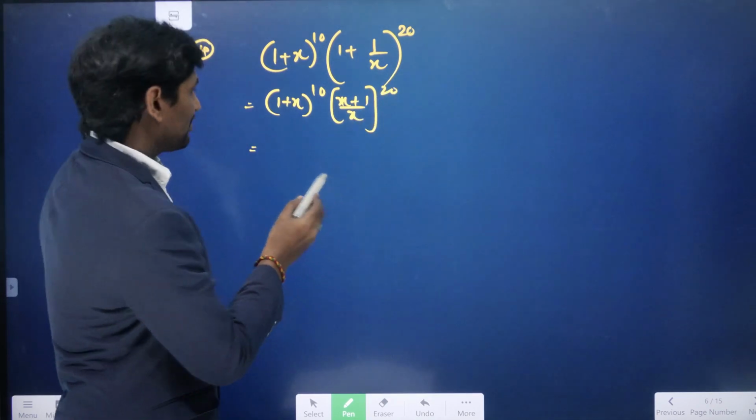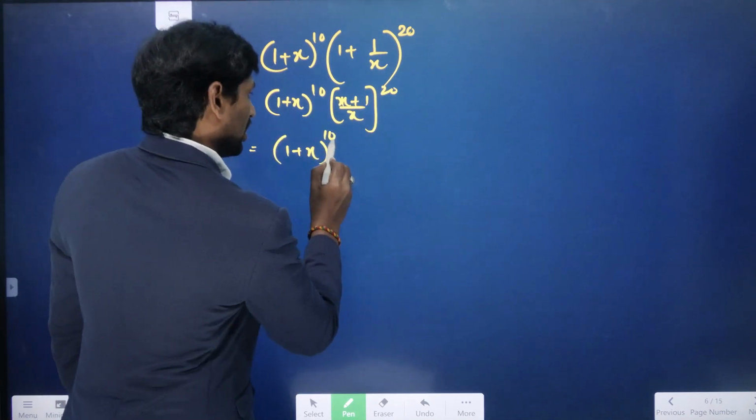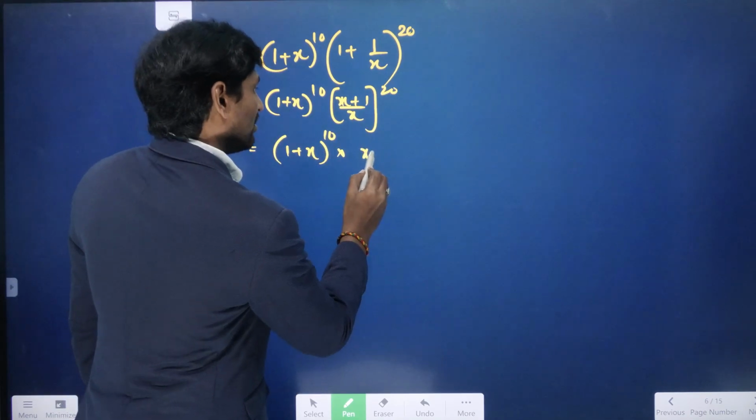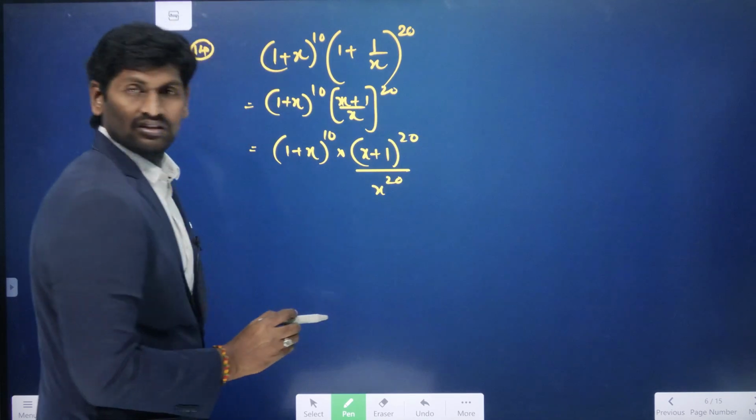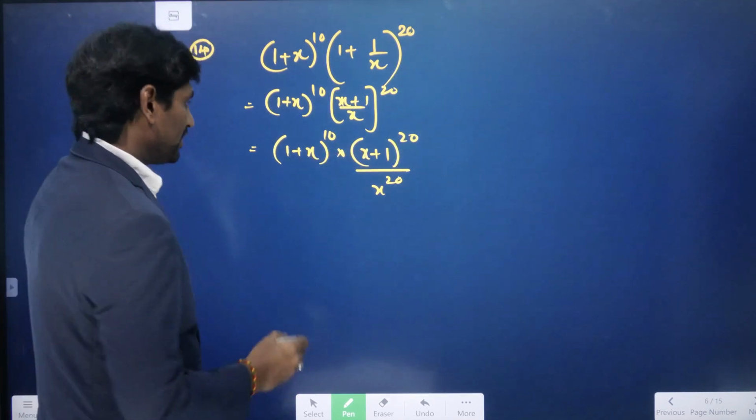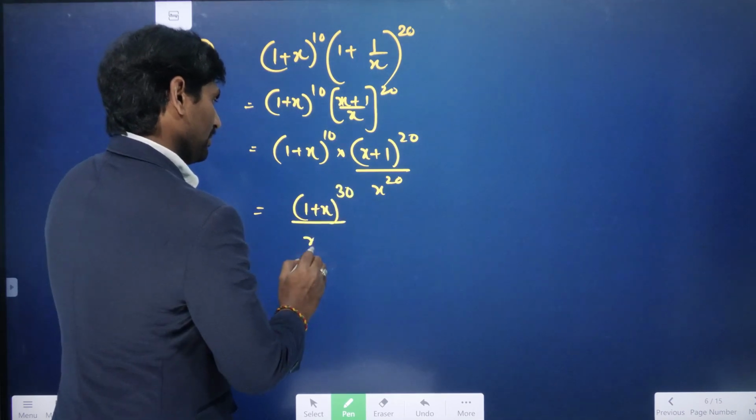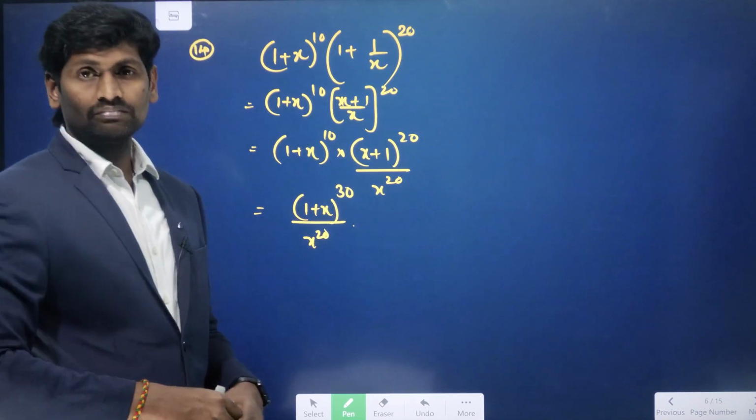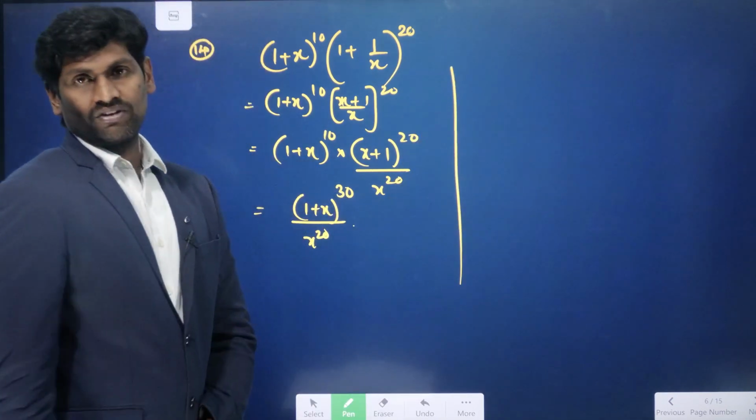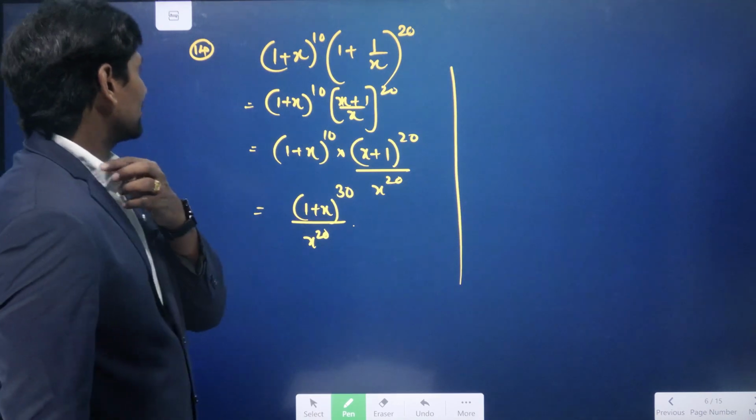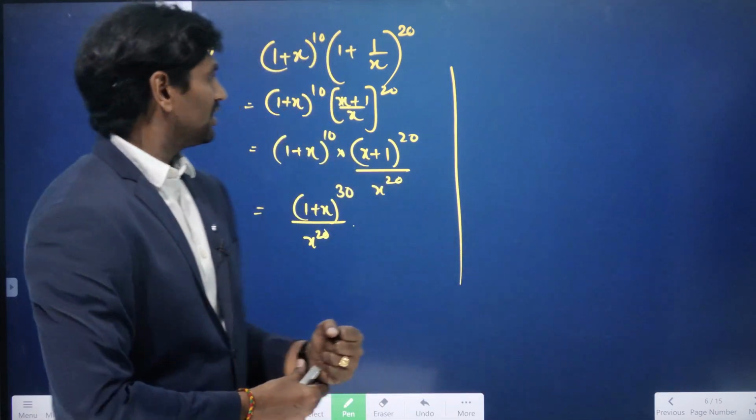While you are observing here, 1 plus x and x plus 1 are both the same terms. Now I am separating the second term as (1 plus x) whole power 20 by x power 20. If the bases are the same, we can add the exponents. That is nothing but (1 plus x) whole to the power of 30 by x power 20. Okay? Right. Now find the coefficient of x power 5.